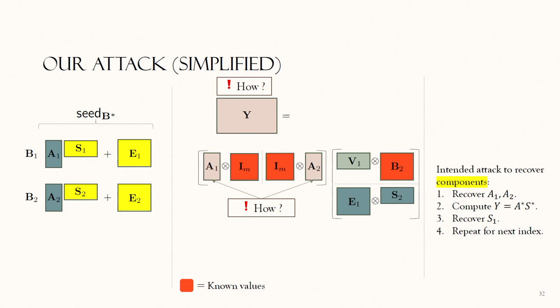So here's an intended attack, just a hypothetical outline. We would like to recover A1, A2 somehow because we are given A star, which is some matrix that's a function of A1, A2. A star is this thing that you see here, A1 tensor identity, identity tensor A2. We would then like to compute somehow, using the givens in the subspace flooding assumption, Y equals A star times S star. We won't be able to, but that would be the ideal. And then we'd recover S1 and then repeat for the next index. So this is the ideal approach to this attack.